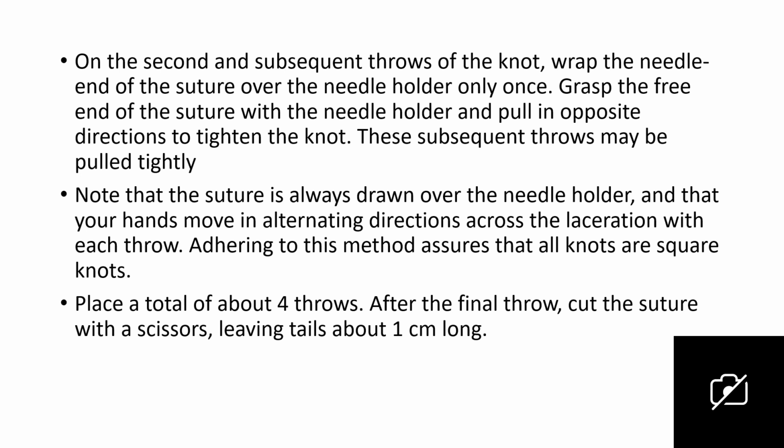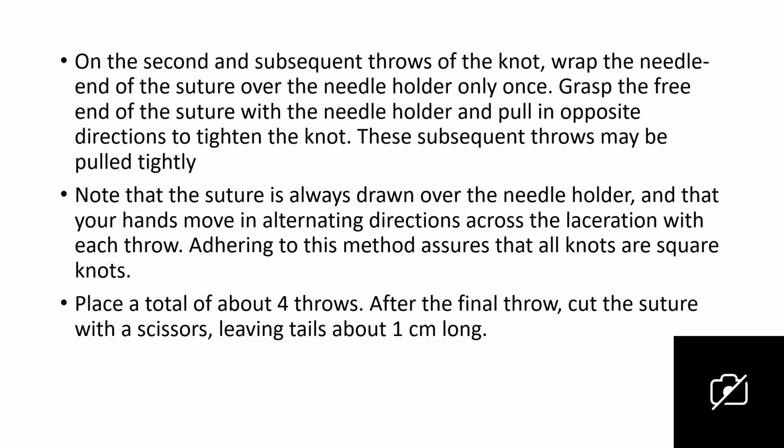On the second and subsequent throws of the knot, wrap the needle end of the suture over the needle holder only once. Grasp the needle end of the suture with the needle holder and pull in the opposite direction to tighten the knot. These subsequent throws may be pulled tightly. Note that the suture is always drawn over the needle holder and that your hands move in alternating directions across the laceration with each throw.